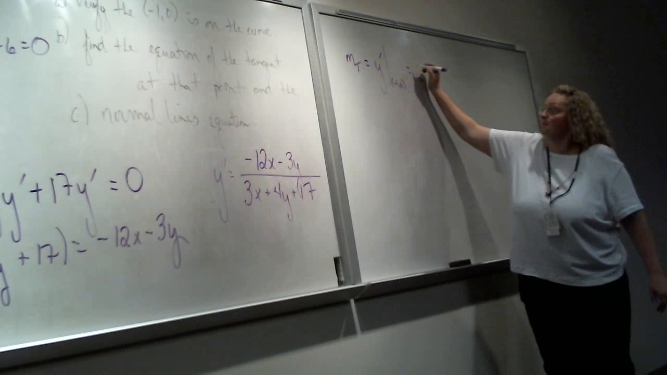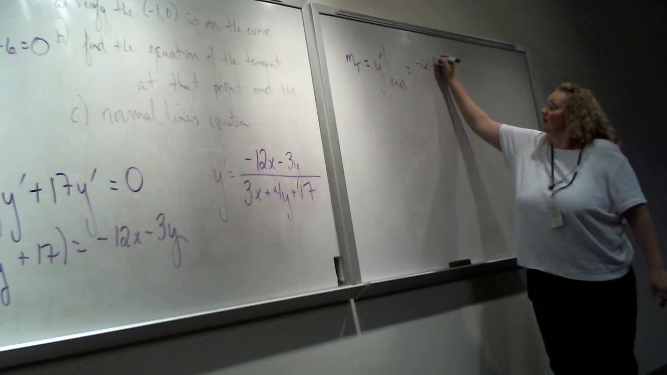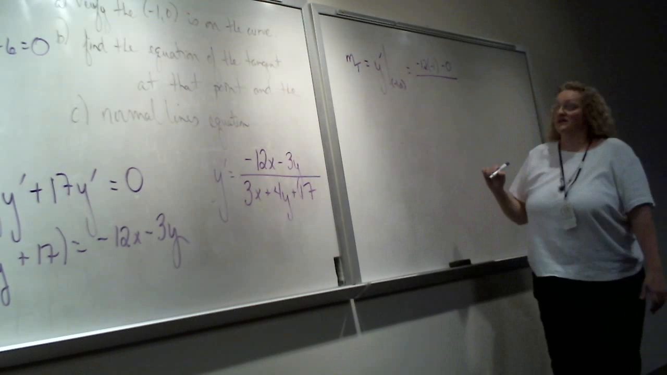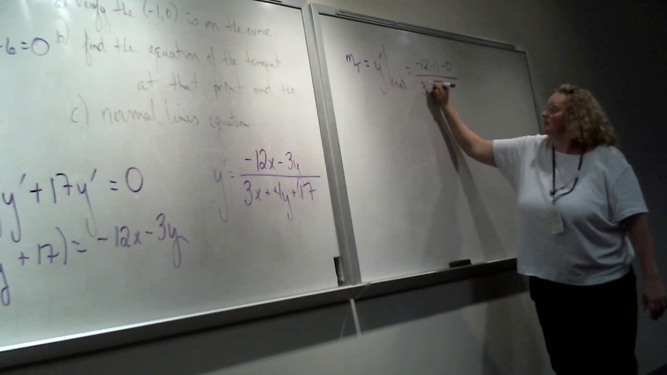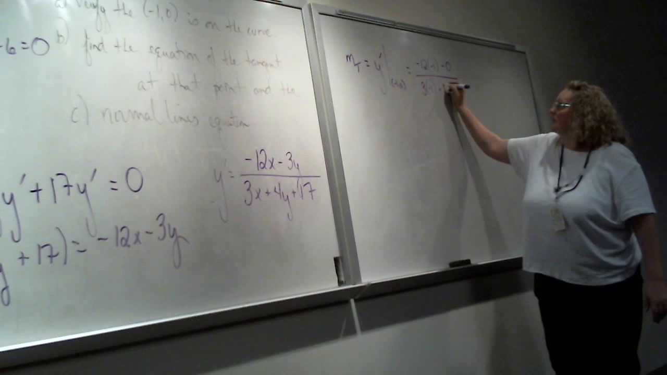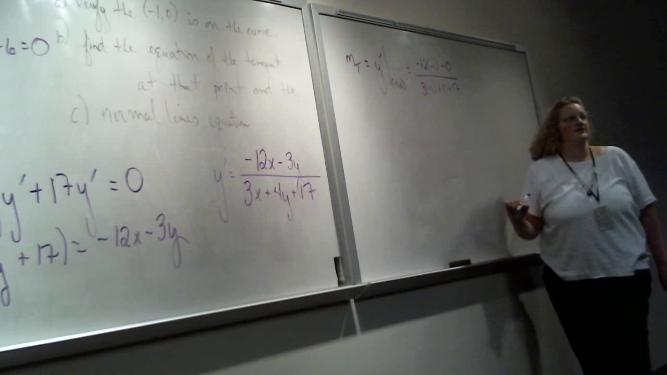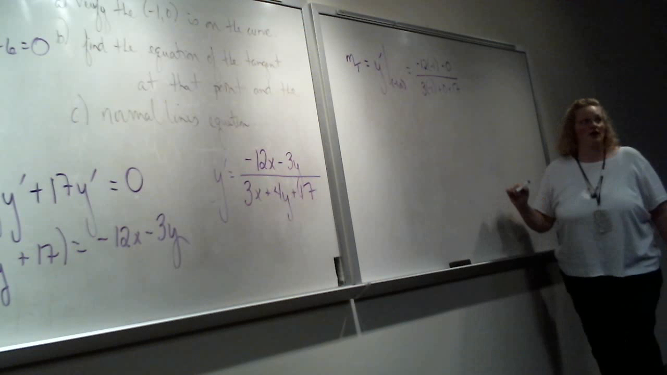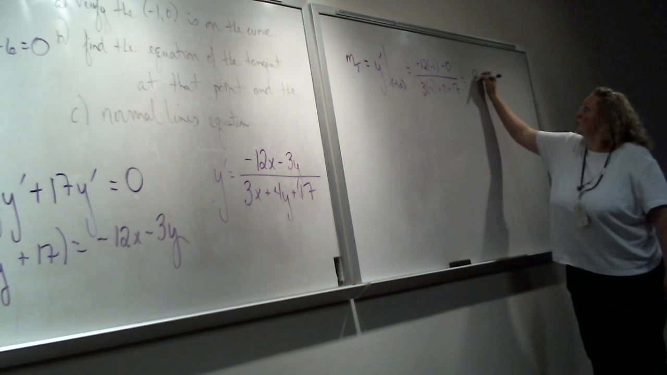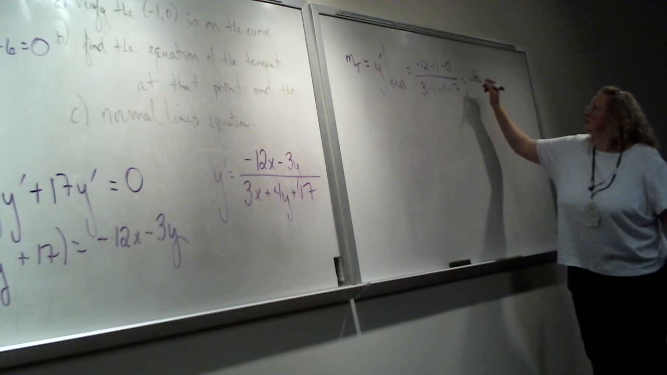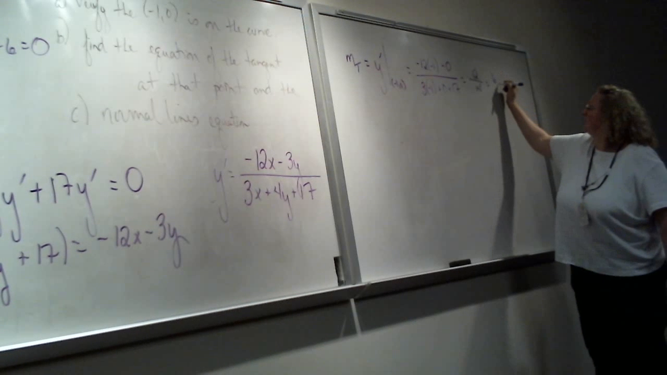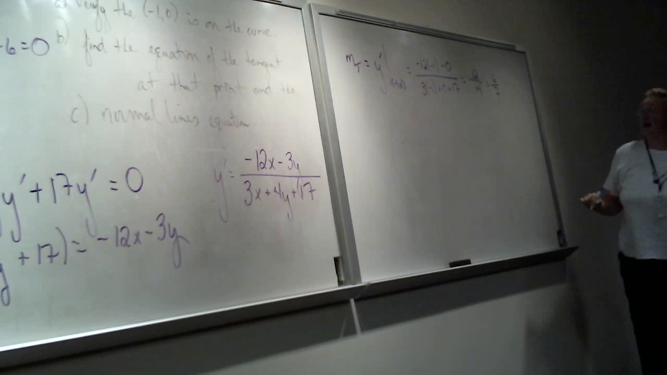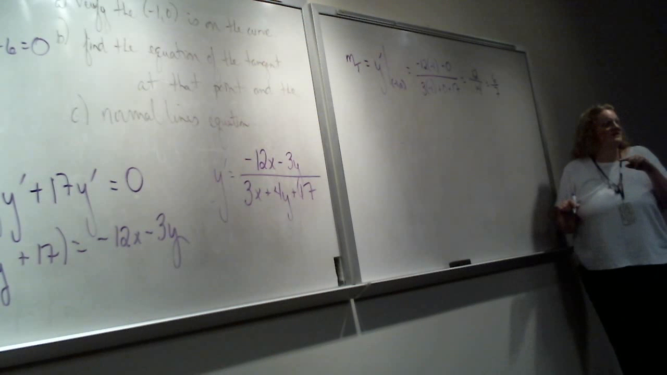So what does this become? -12 times -1 with a 0 over 3 times negative 1 plus 0 plus 17. Once you plug those numbers in, it's now just a matter of finishing off the arithmetic. This is 12 over 14, or 6/7. Okay? So now we have the slope of the tangent line.